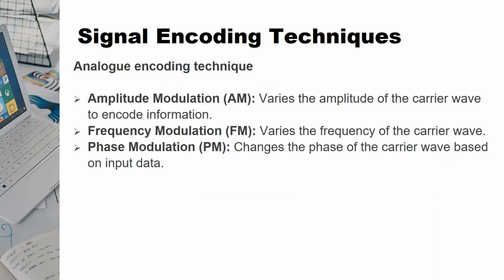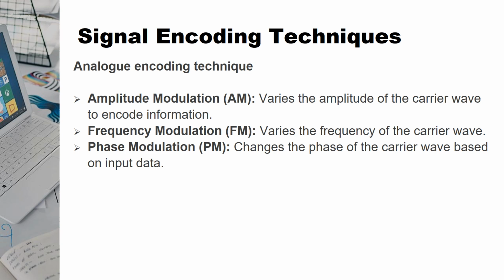So here on analog, there is amplitude modulation, right? In amplitude modulation, the amplitude of the carrier wave varies in accordance with the data signal. This is commonly used in radio broadcasting. Then frequency modulation varies the frequency of the carrier wave. This is used in FM radio, providing better sound quality and resistance to noise compared to amplitude modulation, right?